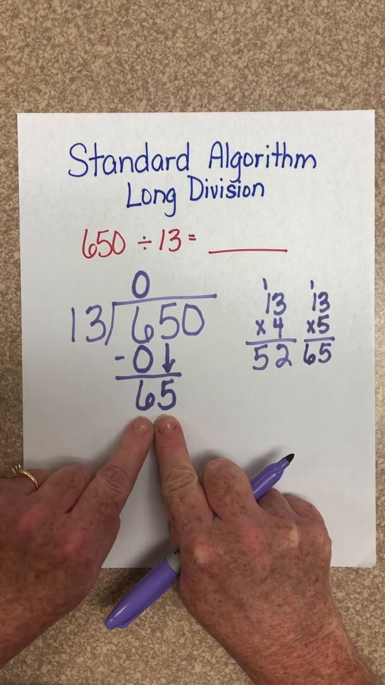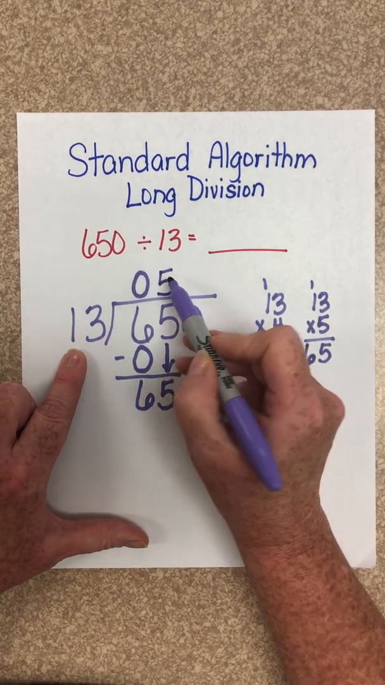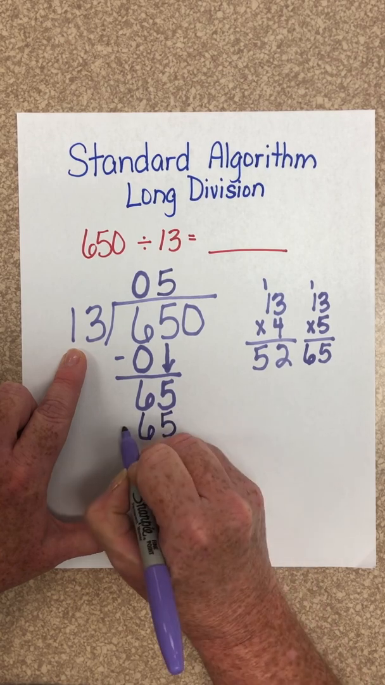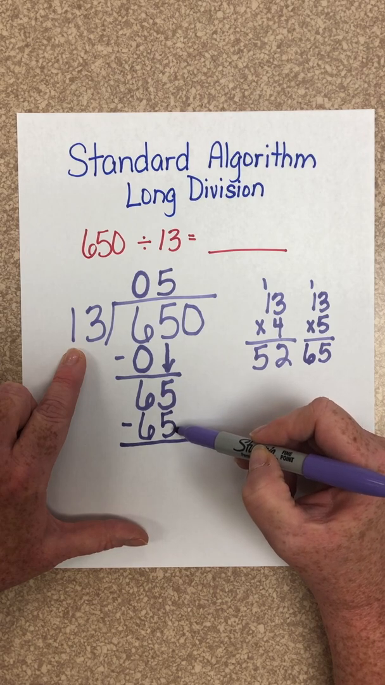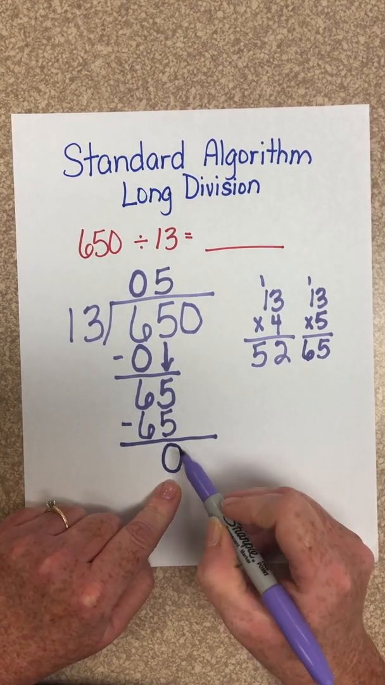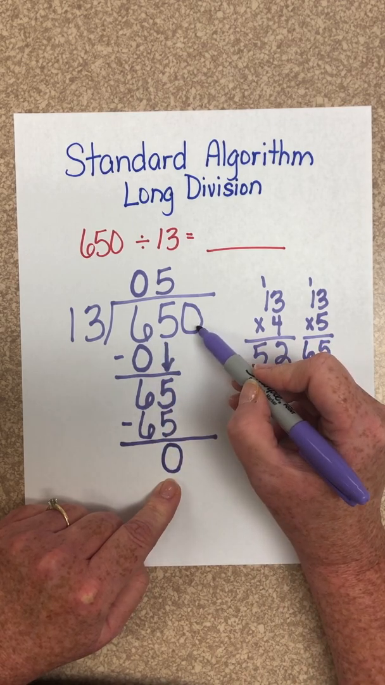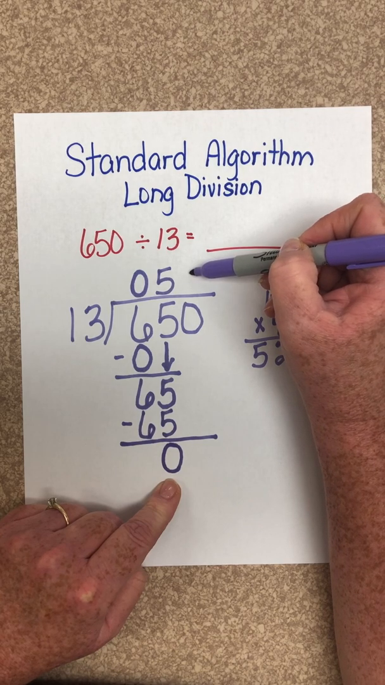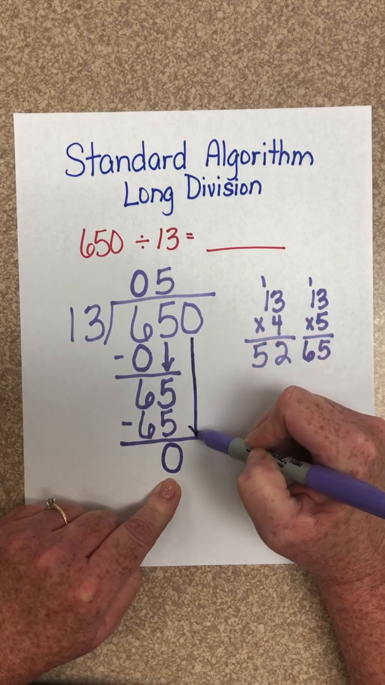So how many 13s can we get out of 65? 5. 5 times 13 is 65. So we subtract. 65 minus 65 is 0. Do not let this 0 trick you. In the dividend, we have 3 digits. We need to be able to find the number that goes in ones place, which means we need to bring this 0 down into place.